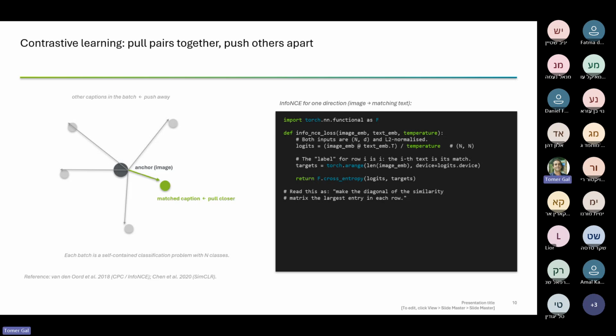In step 2, you declare the targets. The i-th image matches the i-th text, because this is how the batch was constructed. So the targets go from 0 to n-1. Now, step 3 is the cross entropy. You treat each row of the logits as a classification over the n classes, where the correct class is the matching text.